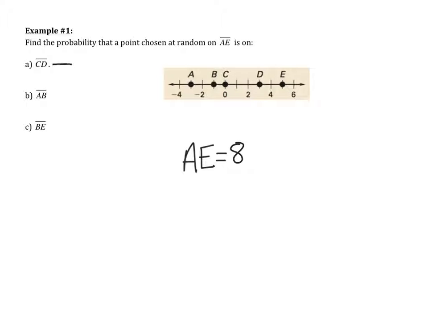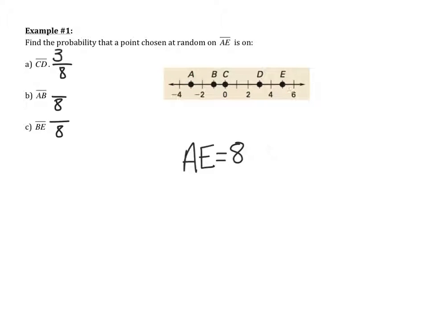So when we do these, we know that everything's going to be out of 8 because it's the length of the smaller segment over the length of the big segment. So if the big segment has a measure of 8, then all of these would have an 8 in the denominator. So then we just have to find the lengths of the smaller segments. So from C to D, that would be 1, 2, 3 units. So I'd have a 3 in 8 chance that a point chosen at random would fall on CD if CD lies within AE.